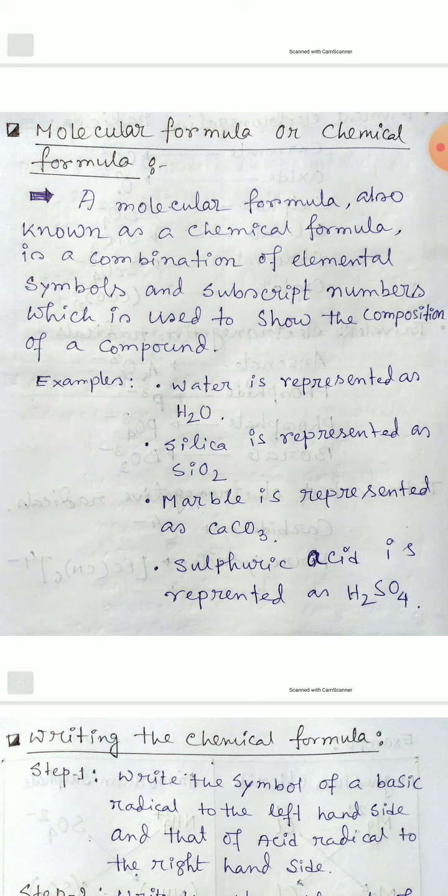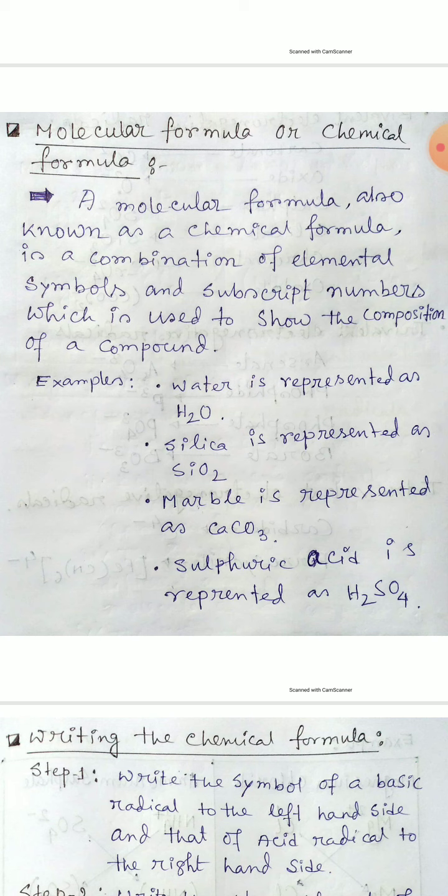Molecular formula. What is molecular formula? A molecular formula, also known as chemical formula, is a combination of elemental symbols and subscript numbers which is used to show the composition of a compound. For example, water is represented by H2O. Here in water, two hydrogen atoms and one oxygen atom are present. Silica is represented as SiO2, so the symbol of one molecule of silica is SiO2.